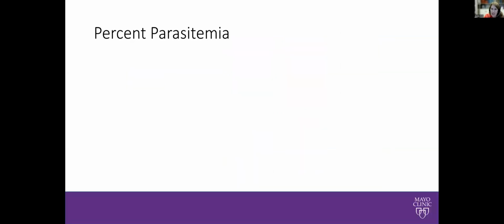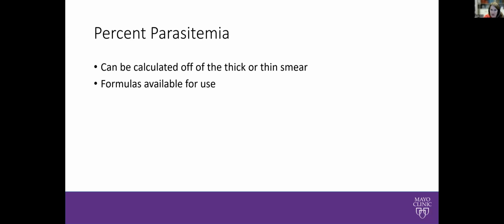With all of this, on your peripheral blood films, you want to calculate the percentage of parasitized cells. You can calculate this off the thick film or the thin film. There are a number of formulas. The most exact way is to count in one high-powered field how many infected cells there are, and how many total cells there are, and then you just do a percentage of infected divided by total times 100. Then you do that over multiple high-powered fields, and you average it out to get an idea of what your percent parasitemia is.